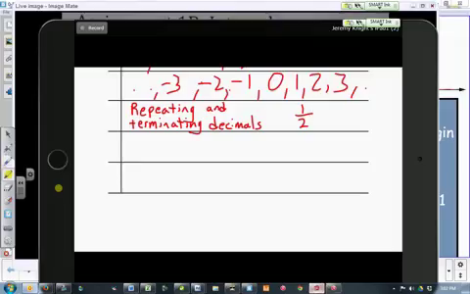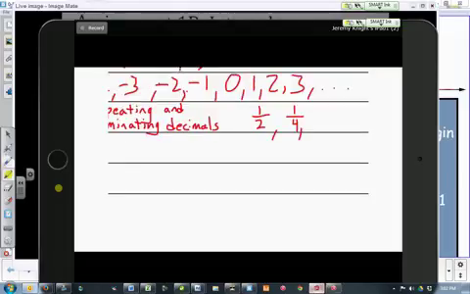It ends. 1/4. It's 0.25 as a decimal, right? 1/3. What's 1/3 as a decimal? 0.333333333. But it's rational because we can write it as a ratio of integers. So on and so forth.